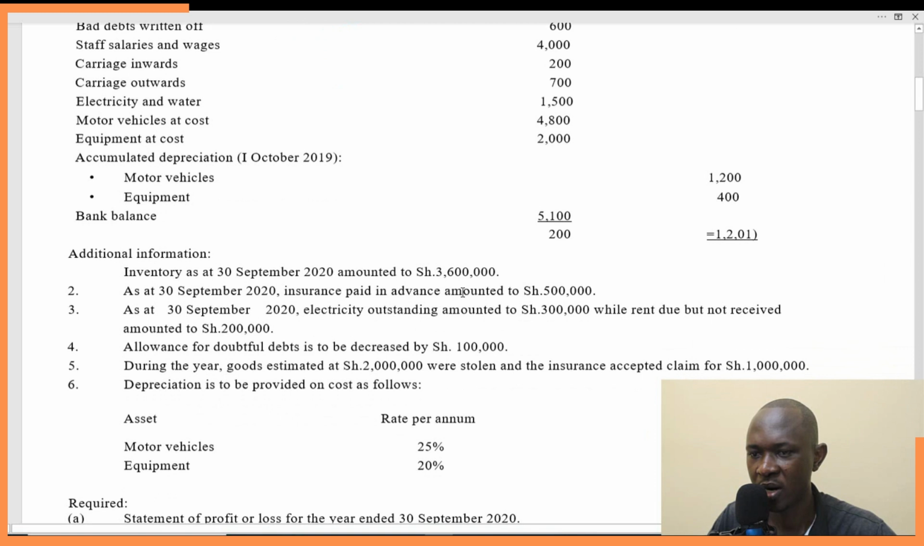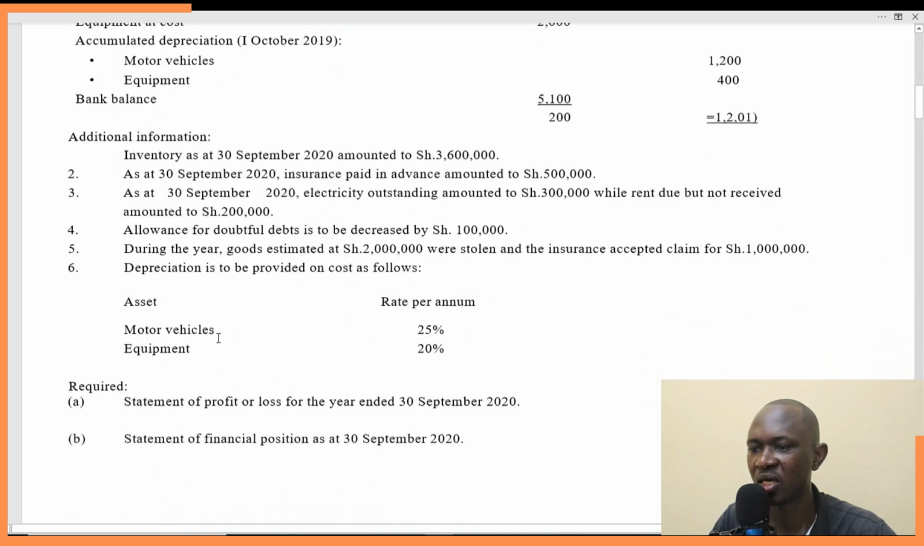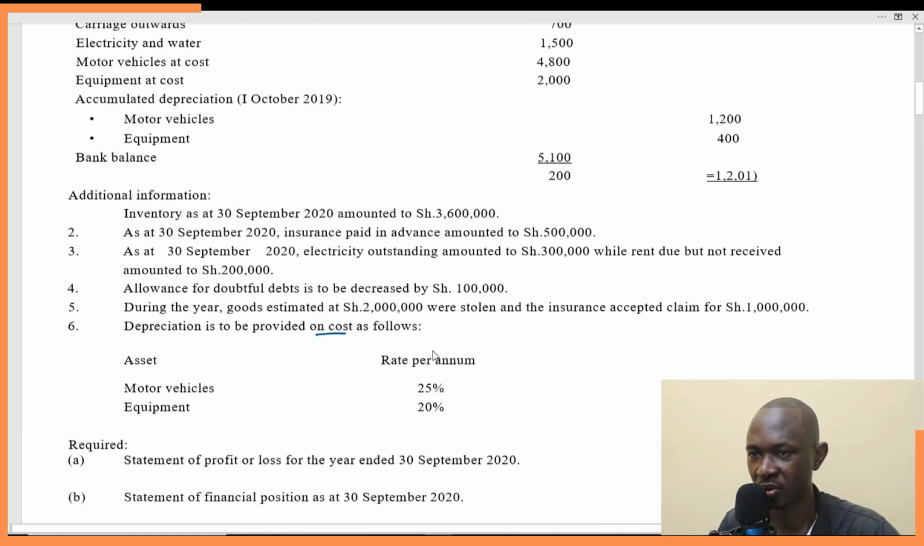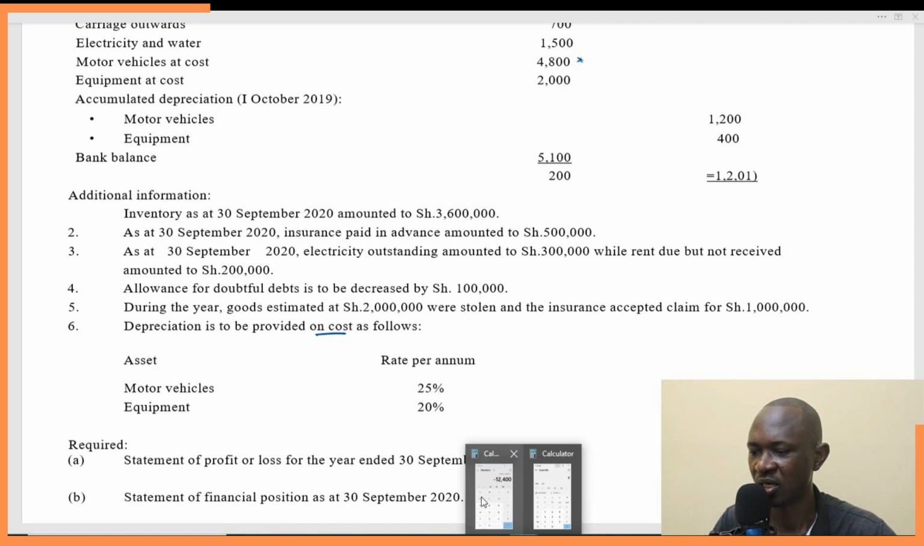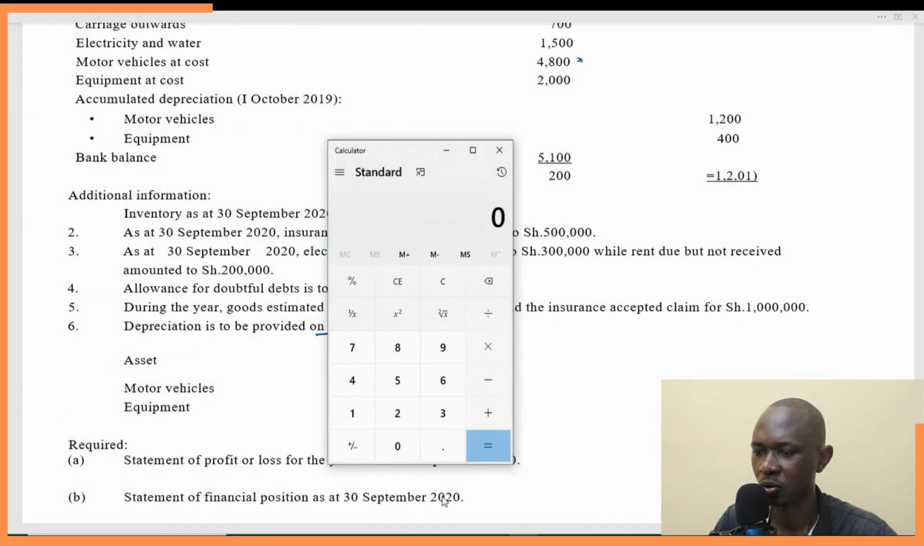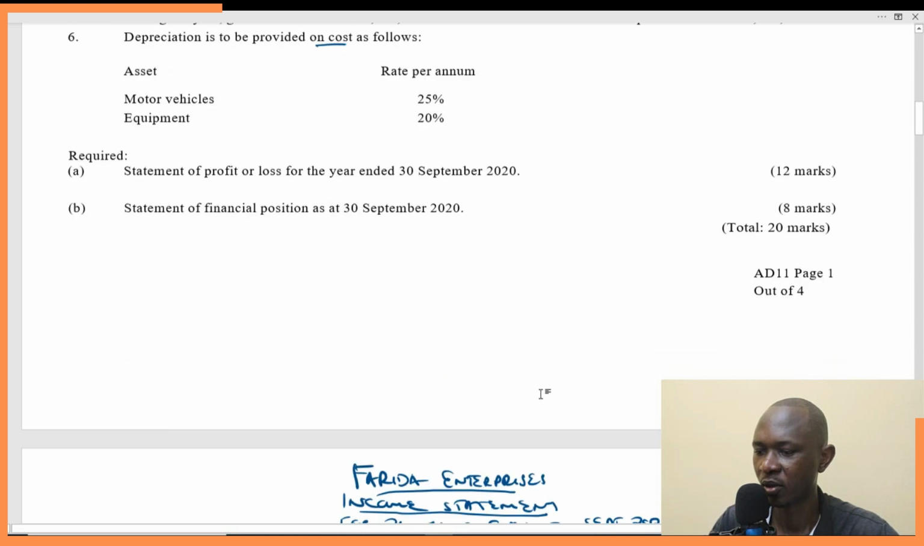So then, where are we now? We've captured that one. Depreciation now. Let's go to depreciation. Depreciation is to be provided on cost as follows. On cost means it's the straight line method. So we are not going to factor in the accumulated depreciation. So this is 25% of 4,800. It's simply 4,800 divided by 4. Or 0.25 times 4,800, that's how we go about it. This gives us 1,200.